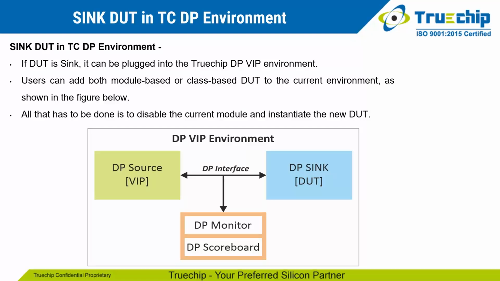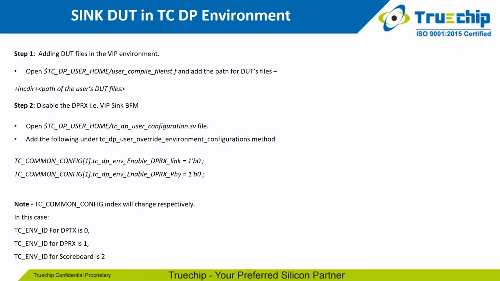If the DUT is a sync device, it can be plugged into the Truechip DP VIP environment. User can add both module-based or class-based DUT to the current environment, as shown in the figure below. All that has to be done is to disable the current module and instantiate the new DUT. In order to do that, there are three different steps which are supposed to be followed.